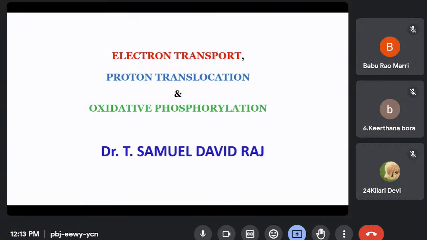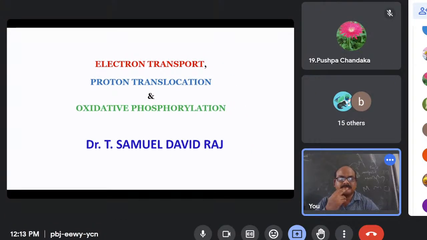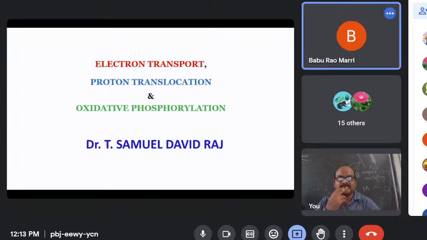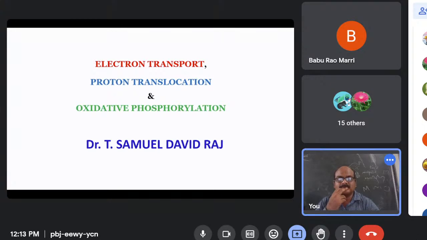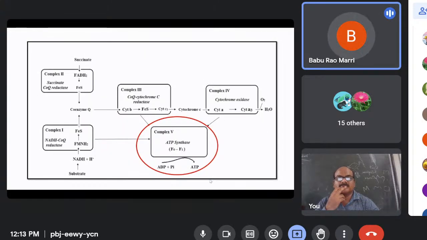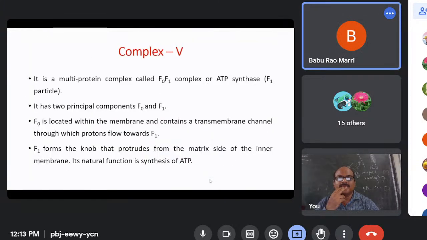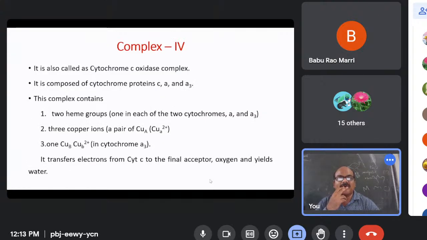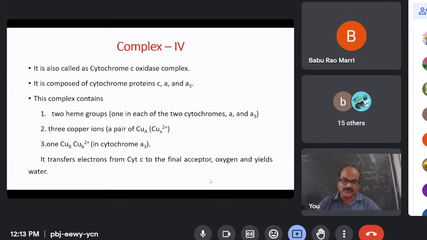Complex 3 is cytochrome C reductase. Next, complex 4. Complex 4 is cytochrome C oxidase.